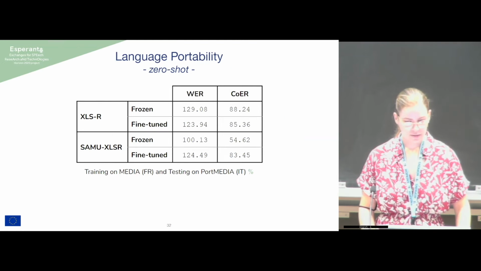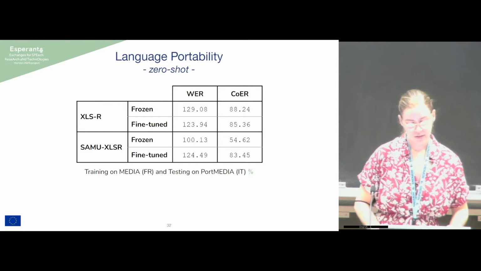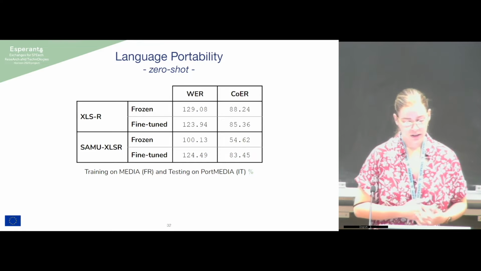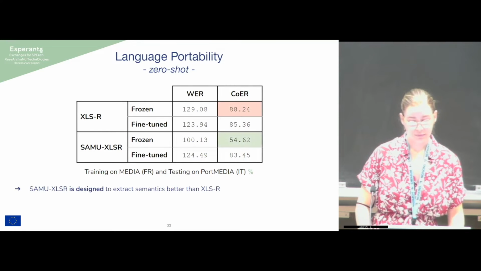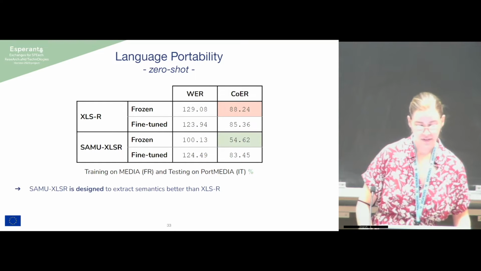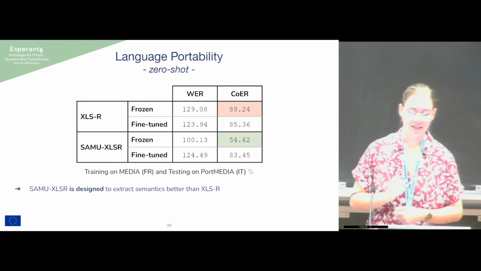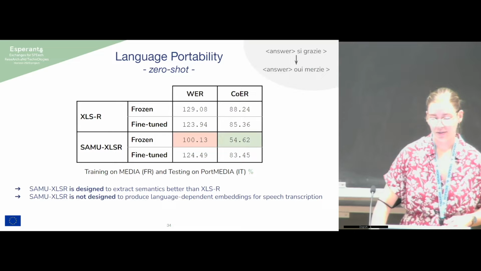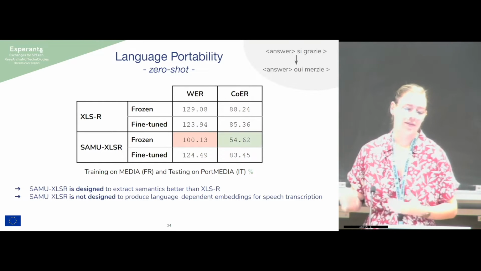So here are some results about zero shot for language portability. We did this experiment to see the efficiency of language portability of SAMU-XLSR after seeing only French data during the training. So when testing on Italian, we can see that SAMU-XLSR is designed to extract semantics better than XLS-R, but it is not designed to produce language-dependent embeddings for speech transcription, especially when seeing another language.